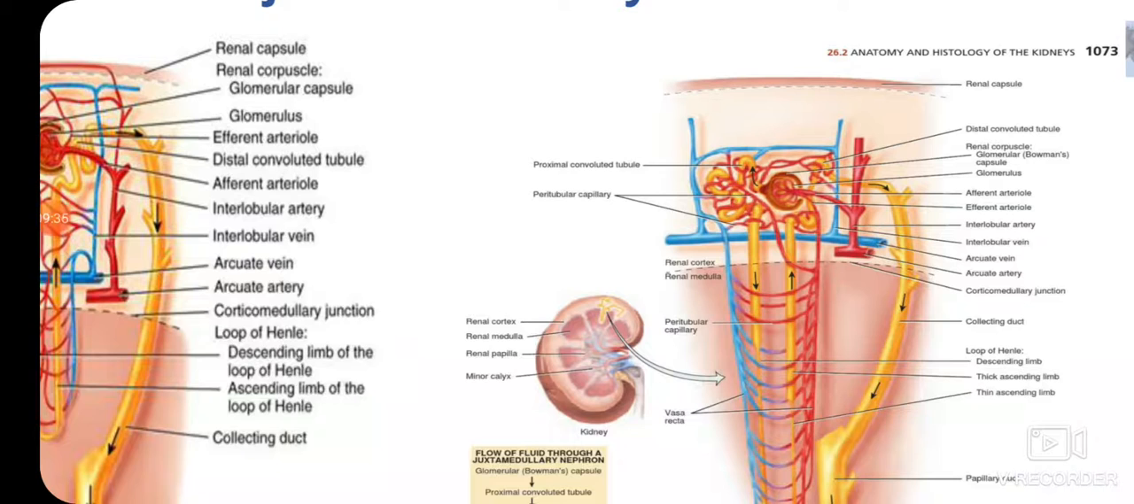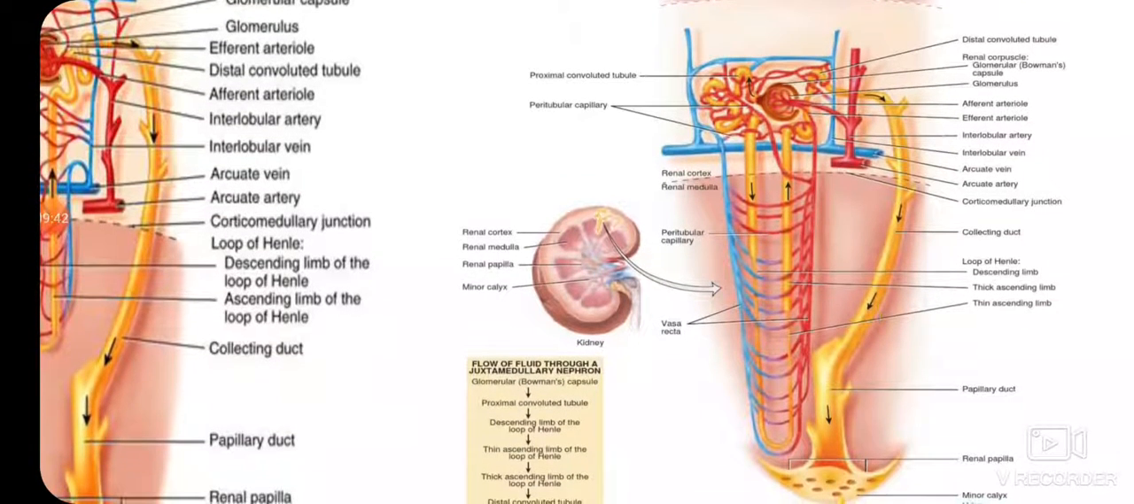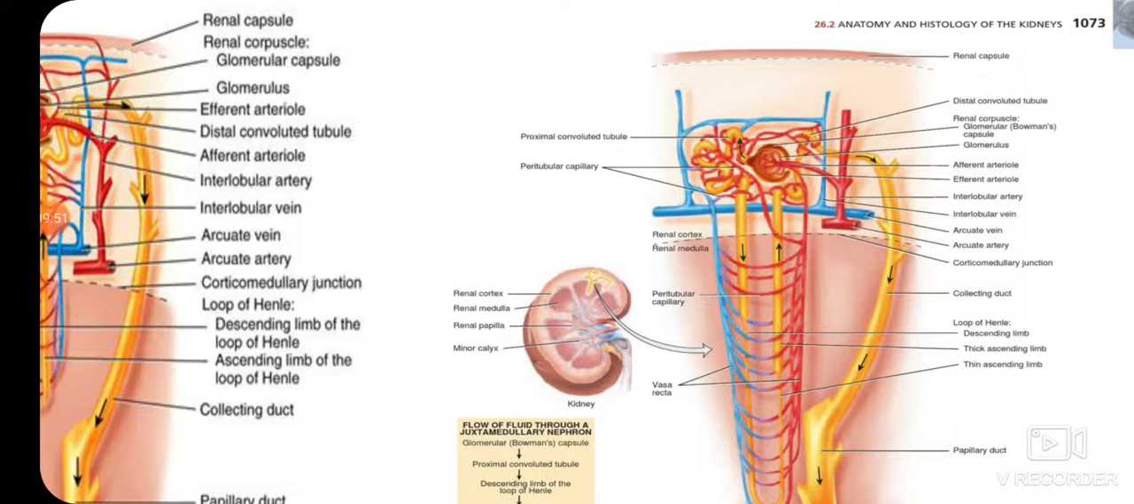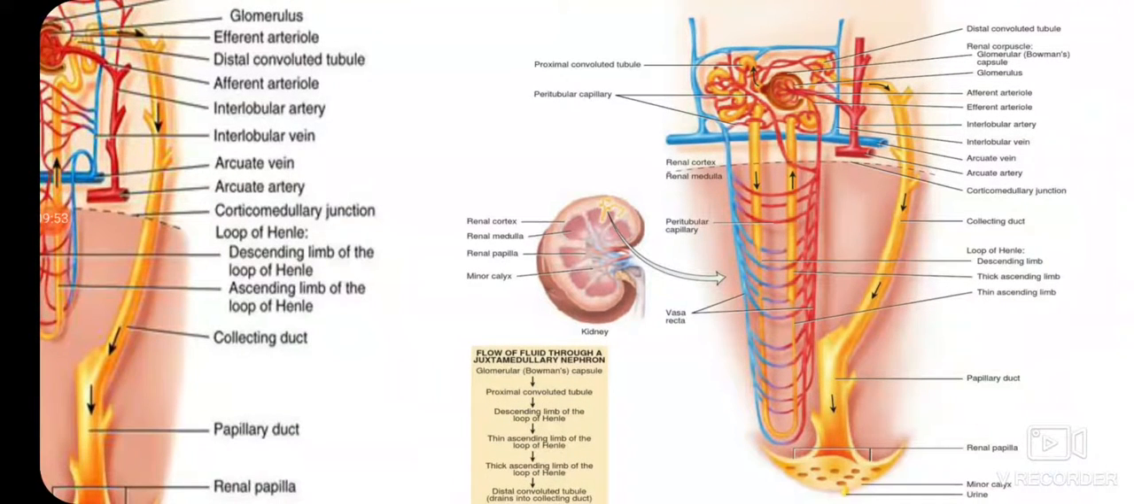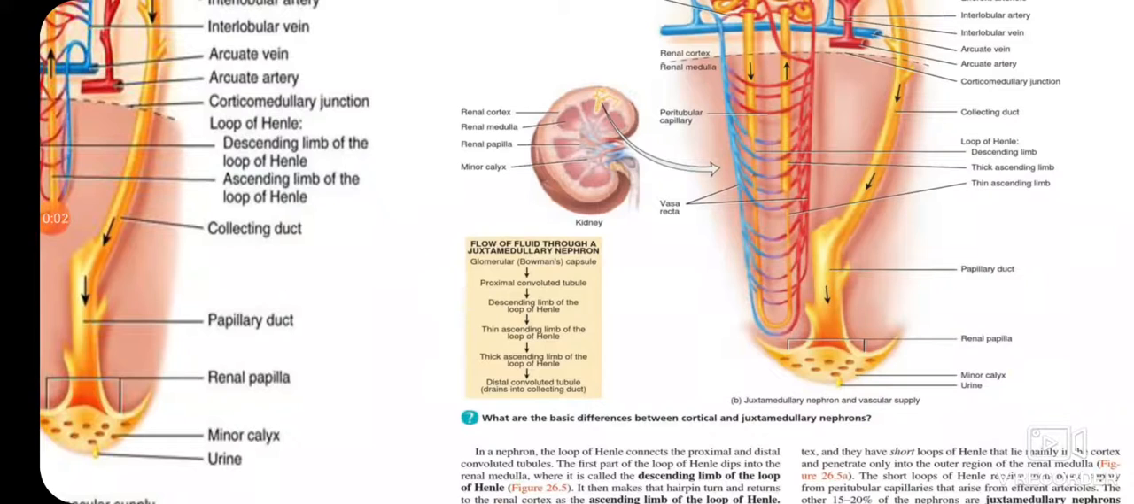Okay, next is the PCT, and then the descending loop, the thick ascending limb, then the DCT drains the fluid into the collecting duct, and the papillary duct, major calyx, and then this is the urine that is passed into the ureter by the renal pelvis.